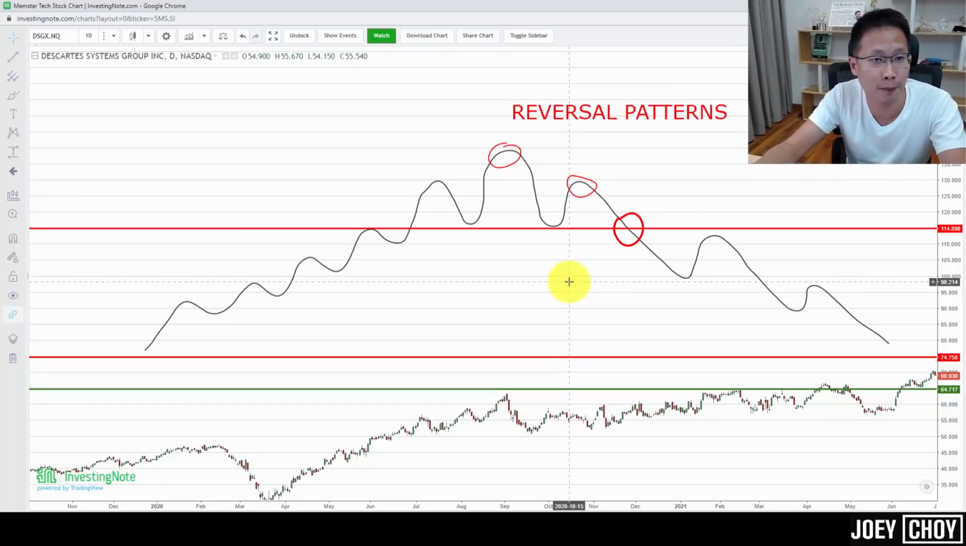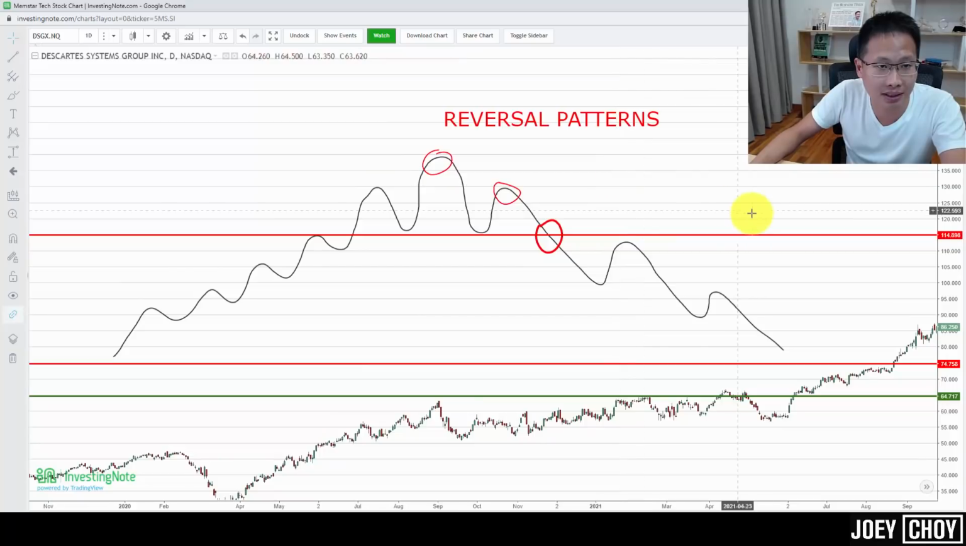That's the inverse head and shoulder. Next, we have something like this, right? But then we're looking at it from down to up. So let's take a look at the head and shoulder pattern in a case study.